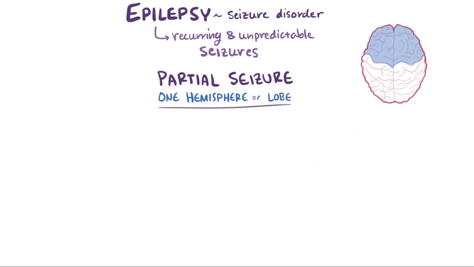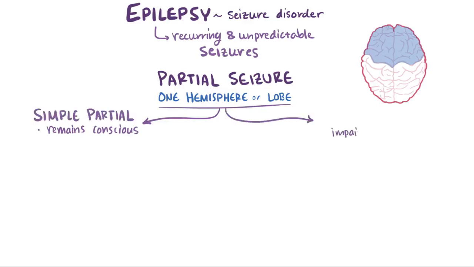These seizures can be subcategorized by whether someone remains conscious during the seizure, which is called a simple partial seizure, or whether someone has impaired consciousness during the seizure, which is called a complex partial seizure.